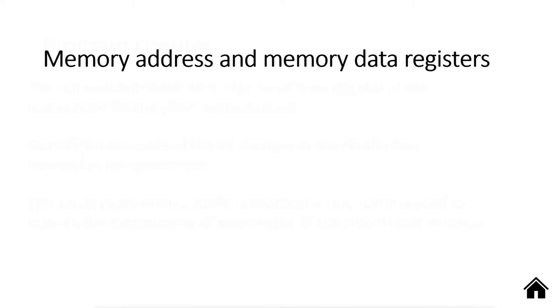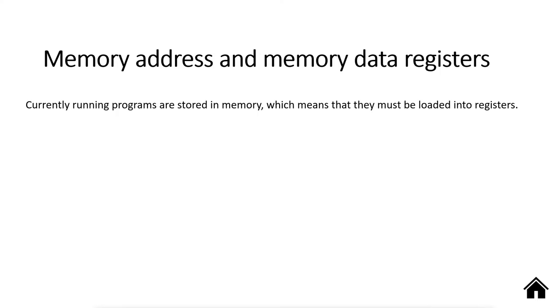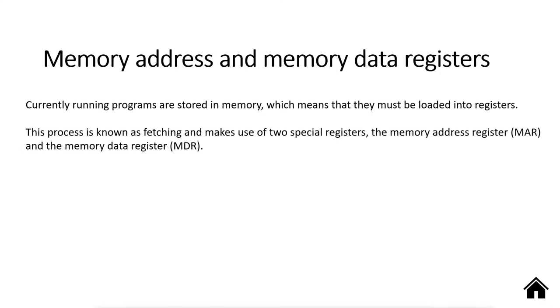Now the memory address register and memory data register, what is the difference between those two and what on earth are they doing? So currently running programs are stored in memory, which we know, and it means that they must be loaded into registers. Their main role is for fetching. They are two special registers, and they pass information between themselves. The memory address register contains the address of the instruction, because it's called MAR, and the fetched instruction or data is stored in the MDR. So when we go and find the information using the address, that's the job of the MAR: take the address and go to the mailbox in RAM where it lives. Then the data itself gets stored in the MDR.